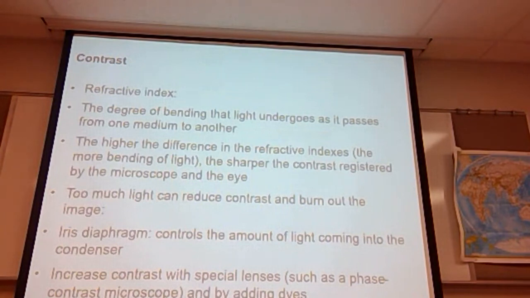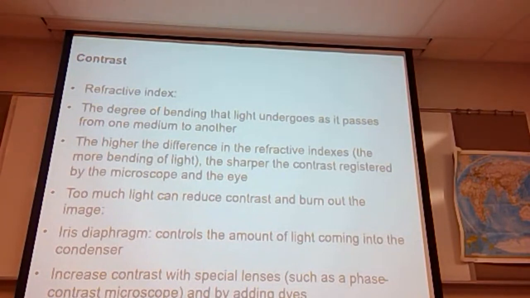Contrast. The degree of bending that light undergoes as it passes from one media to another is referred to as its refractive index. I mentioned that a moment ago. The higher the index, the sharper the contrast will be registered. Too much light can reduce the contrast and burn out the image. That's why as you increase your magnification, you actually need to decrease the magnitude of your light or tighten up that iris diaphragm. Control the amount of light going into the condenser.